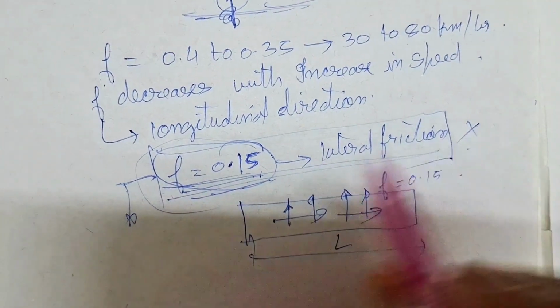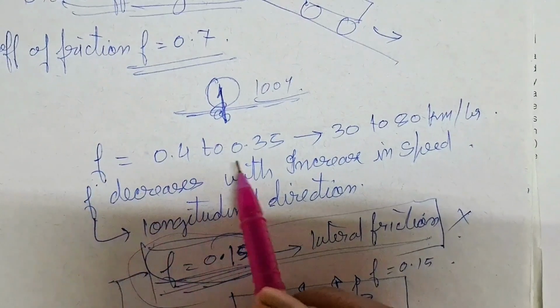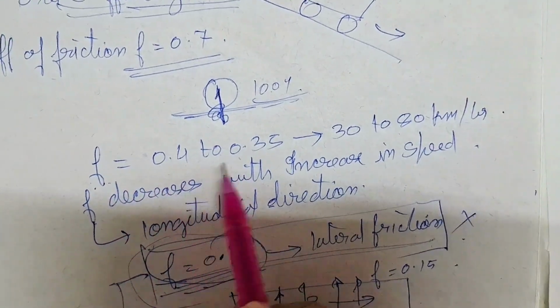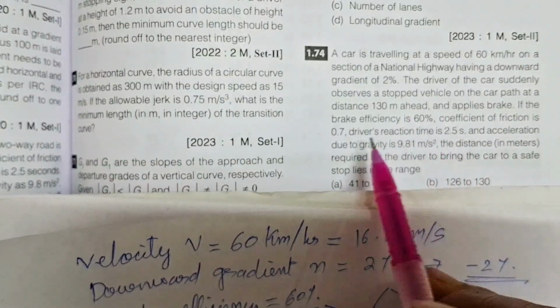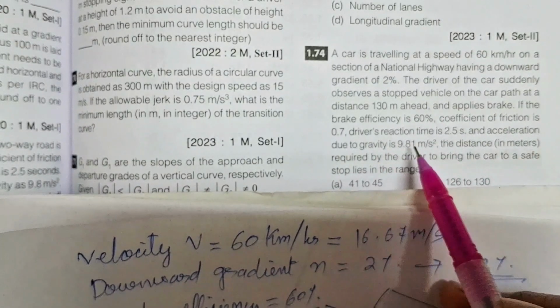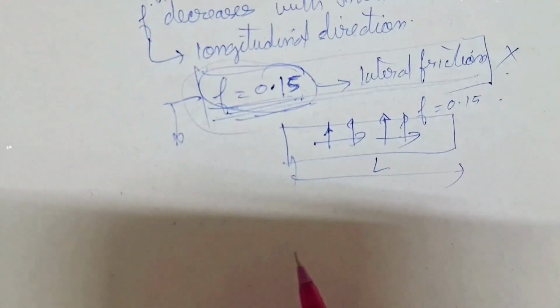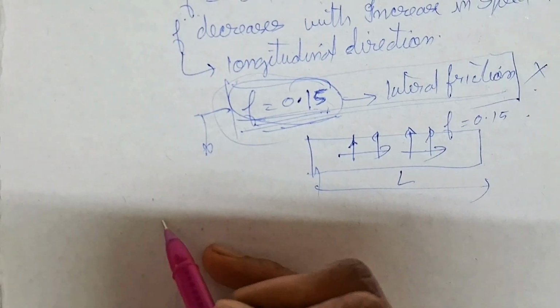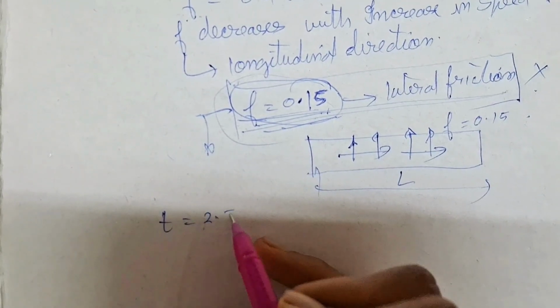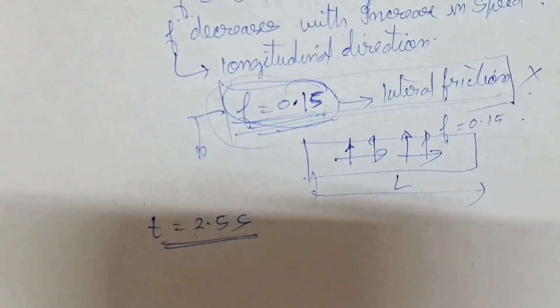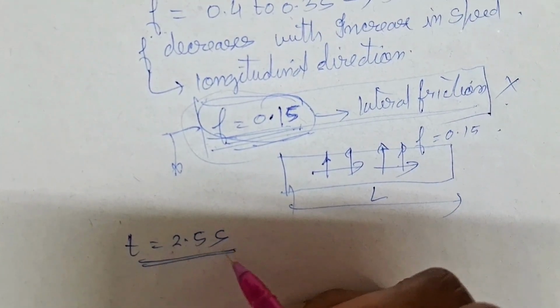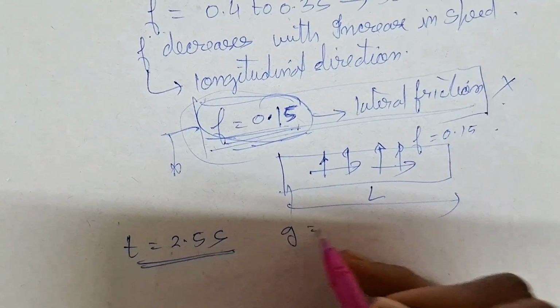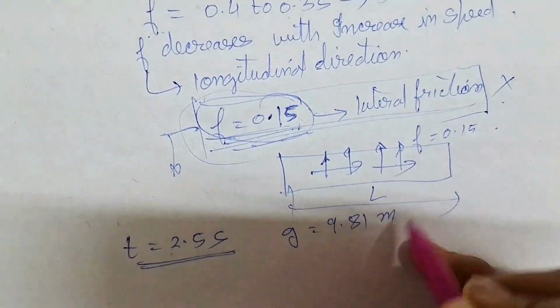So that is the reason. Okay, so coming back to our question, here f value is 0.4 to 0.35. Another thing you can see what they have given, driver reaction time. IRC is also telling that t is equal to 2.5 seconds. This is standard. Even if they are not giving, we know the value of driver reaction time, t is equal to 2.5 seconds, and g is 9.81 meter per second square.